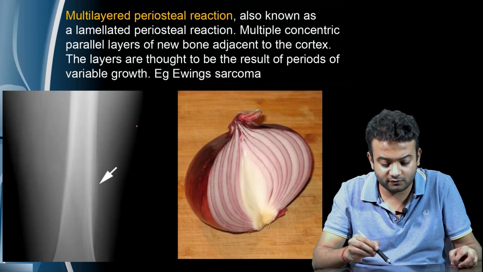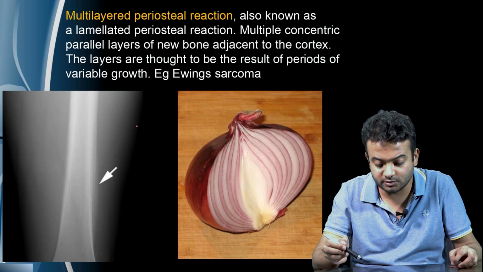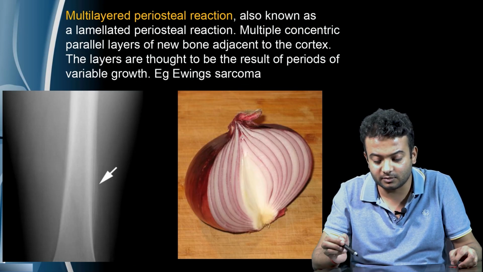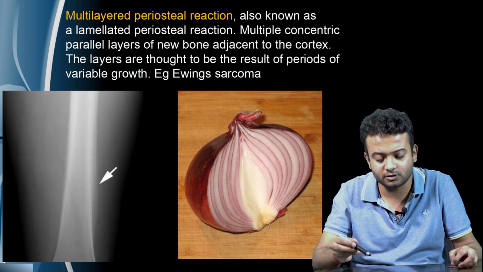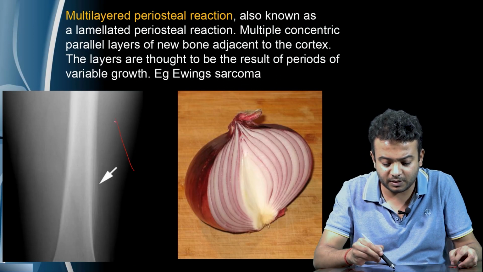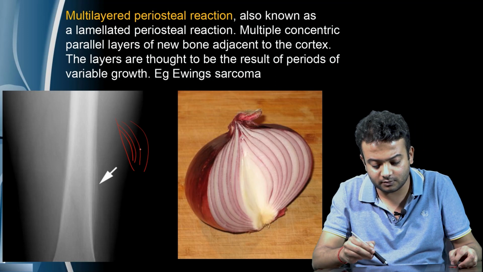The multi-layered kind of periosteal reaction, which is referred to as the lamellated or onion peel kind of reaction, is seen usually in Ewing sarcoma, in which the periosteal reaction comes in concentric layers, as I have drawn here.